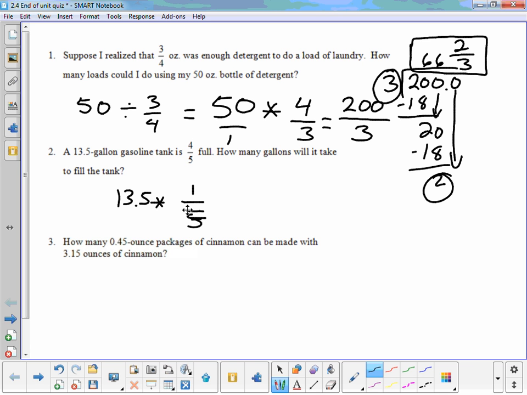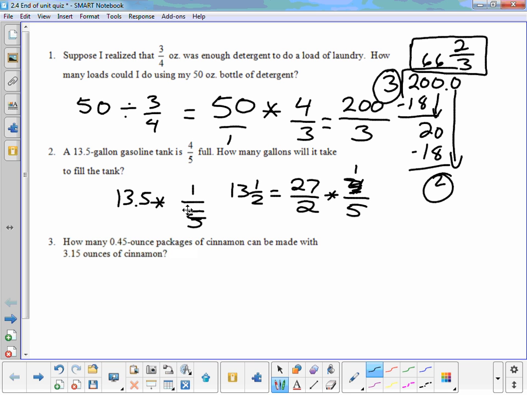13.5 times 1/5. Now we need common units, so we can do 13.5. And 13 1/2 is the same thing as 27 halves. We have to convert all mixed numbers to improper fractions when we multiply. Then we're going to multiply by 1/5 here. Okay. Don't do 4/5. How about we do 1/5?